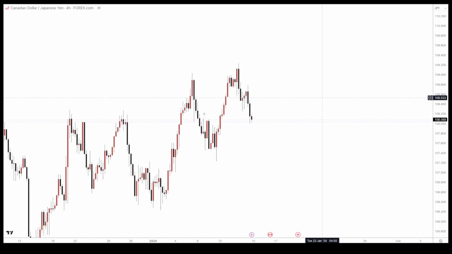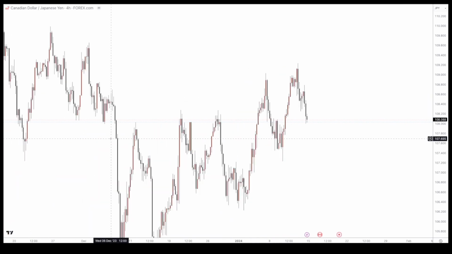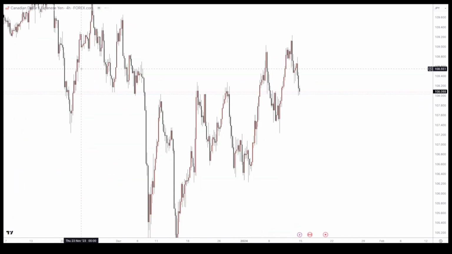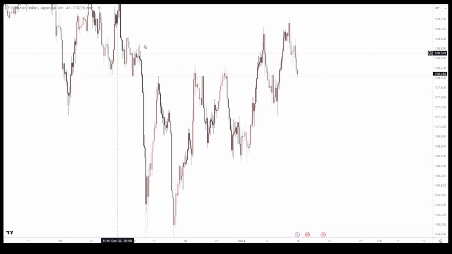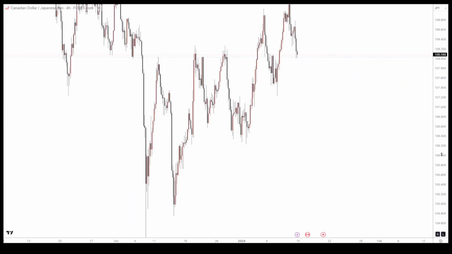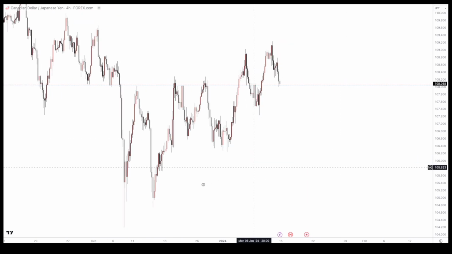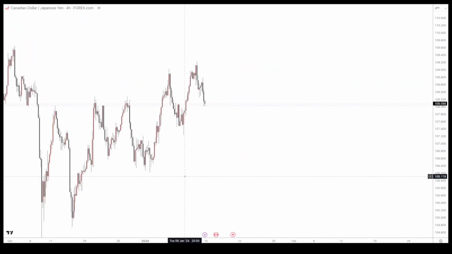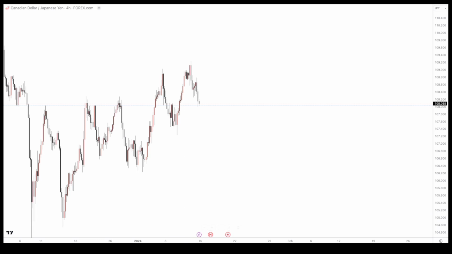So CAD JPY, you have to just move to the left first to understand where we are. You can see that this was our lower high as price created a lower low down here. And please do note that I'm trying my best not to analyze these pairs before I make these videos, just to make it as raw as it can be, so that you guys can see what it is that I look at when I analyze the market.